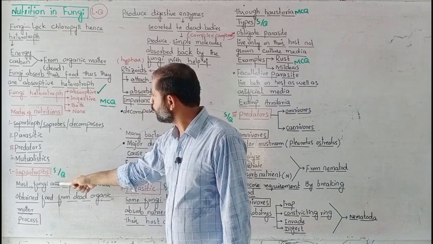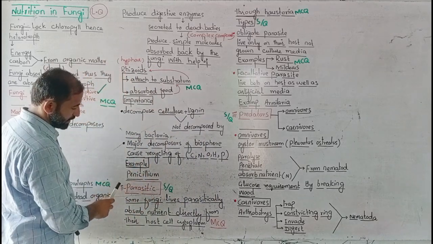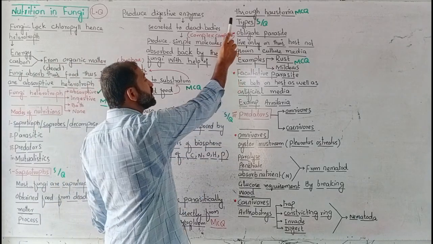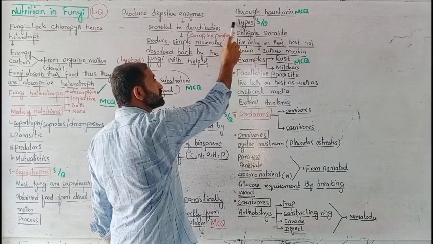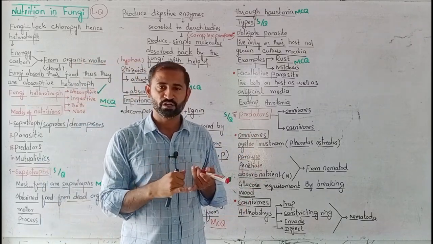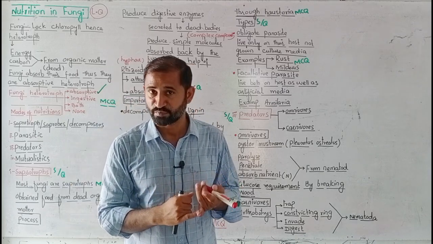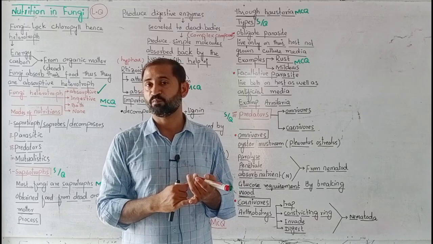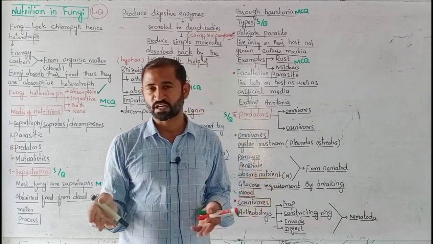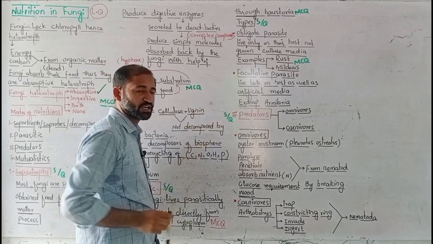So once again, the saprotrophic mode of nutrition is a short question, whereas the parasitic mode of nutrition is also a short question. And next, types of fungi as parasites is a long question. We know that there are many types of parasites based on their life cycle, their mode of transmission, and the time for which they reside on their host. Here we will discuss only two types: obligate parasite and facultative parasite.